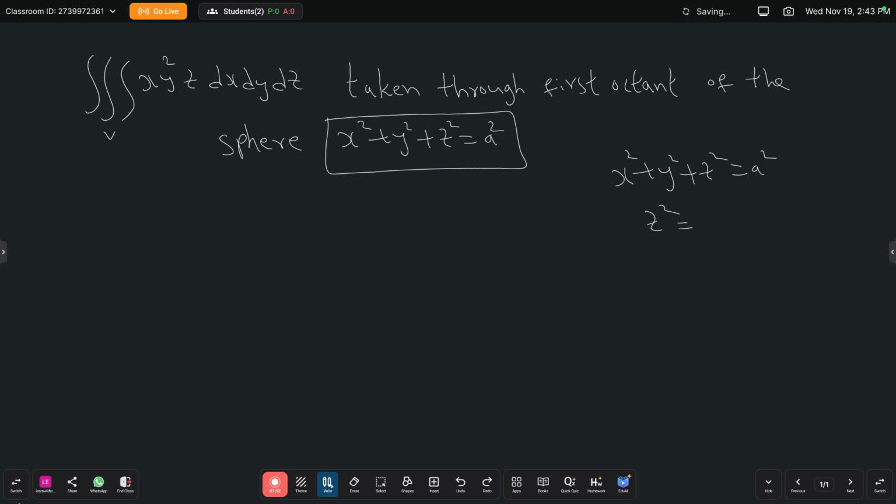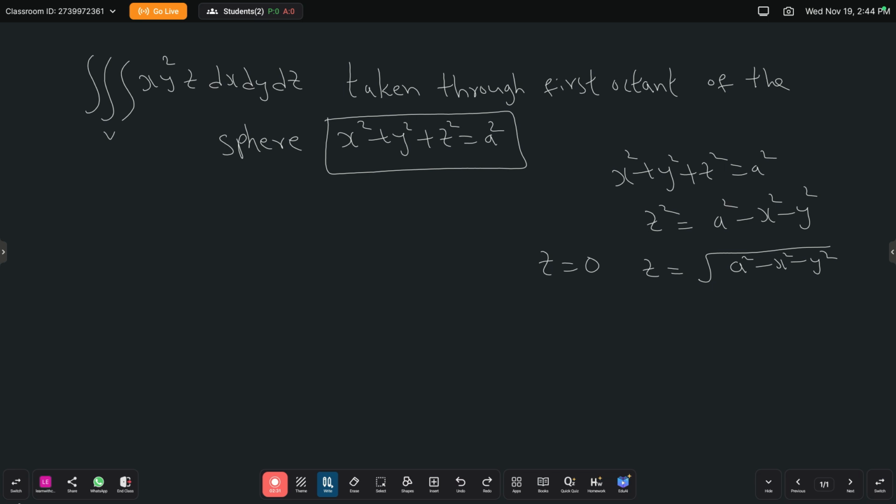From x square plus y square plus z square is equal to a square, we can write z square is equal to a square minus x square minus y square. So z is equal to square root of a square minus x square minus y square. Here I am not writing plus or minus the root, since in the first octant z starts from 0 only. So z is equal to 0 to square root of a square minus x square minus y square. These are the limits for z.